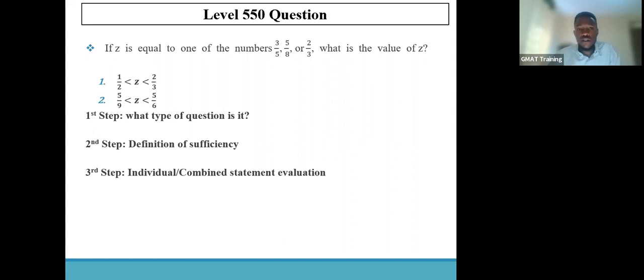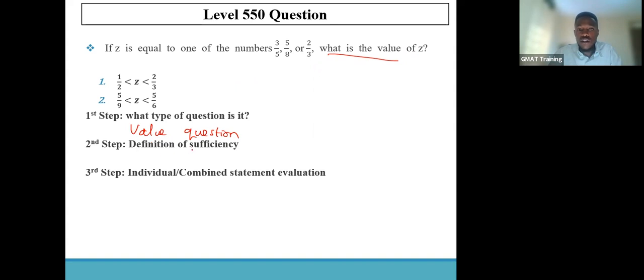As stated here on the screen, the best approach to addressing what is required of you from this question is to decompose your approach into 3 steps. The first one is to identify the type of question. In this case, it's a value question. This is because we asked what is the value. So in essence, the question requires us to find a value for the variable z.